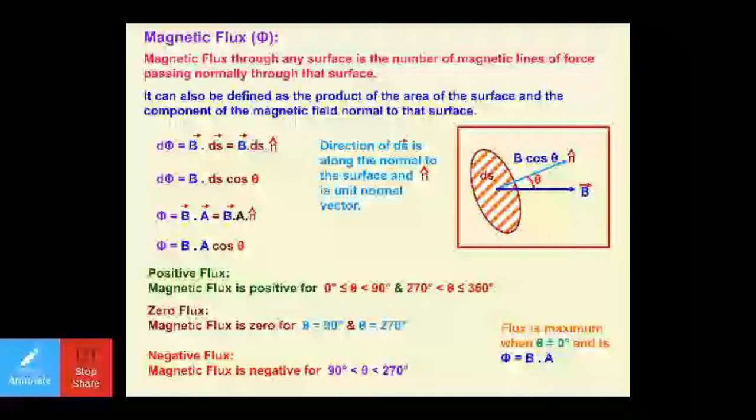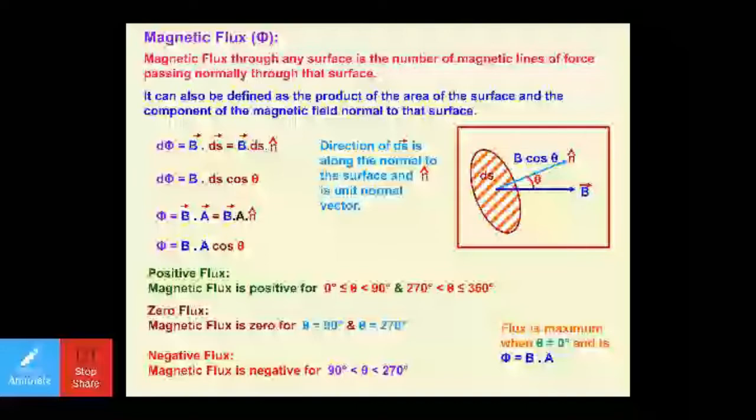And when theta is equal to 90 degree, I should say theta is equal to 90 degree as well as theta is equal to 270 degree, and when you place cos 90 or cos 270, you will get the value 0. So phi is equal to 0 in this case. So dear student, there are three cases. First is the positive flux, second one is the negative flux, third one is the zero flux.